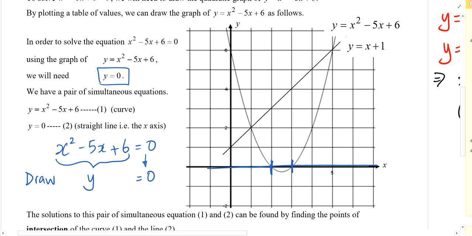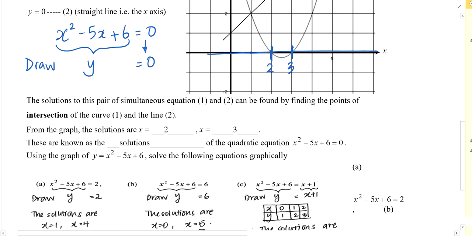So after I draw the y equals 0 line, which happens to be the x-axis, this gives me the two intersection points, 2 and 3, as explained over here. So the two solutions from the graph are x equals 2 and x equals 3. So these are known as the two solutions or two roots of the quadratic equation. Remember, we mentioned that the word root is the same as solution.